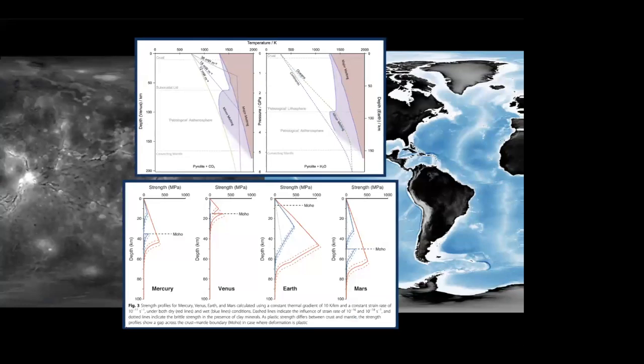To tie it all back together, what I think the big takeaway of all this work is that these relatively small changes in heat flow, surface temperature, thickness of the crust can end up manifesting in completely different styles of global tectonics and geodynamics. And I think that's really interesting, and that's kind of what's motivating me to keep on working.